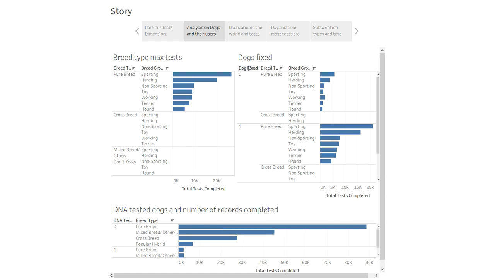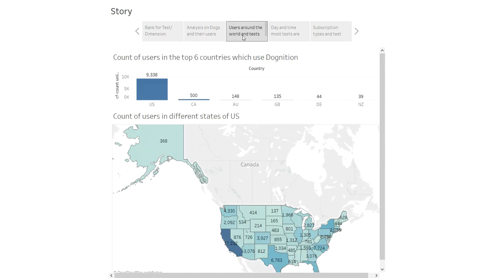So I went back to dogs fixed. In the dogs fixed, I saw that those users who had their dogs fixed had finished a greater number of tests as compared to those whose dogs were not fixed. So this might be because the users do not know much about their dogs, so any new information to the users about their dogs might be more helpful.